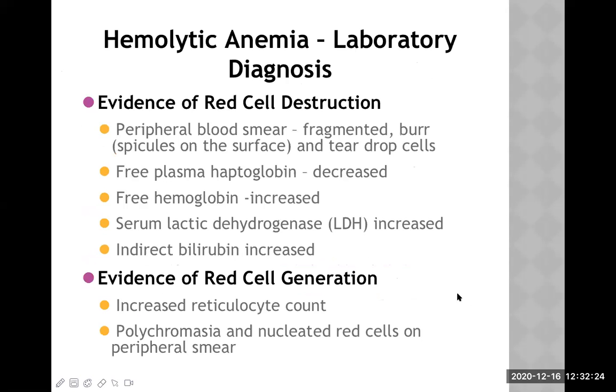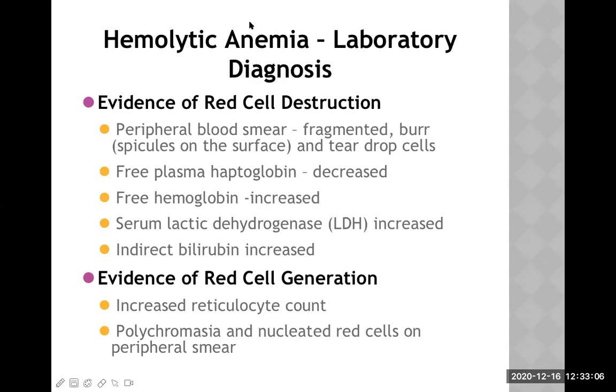Now, this slide is absolutely important, so I want my students to please pay attention here. This will give you an overall concept of how to diagnose hemolytic anemia. Regarding the diagnosis, we have two parts here. One is evidence of red cell destruction. Another is evidence of red cell generation. I have told you multiple times that bone marrow is functioning well in hemolytic anemia. We need to prove that as one wing of the diagnosis. Another is to confirm there is excessive red cell destruction at the same time.